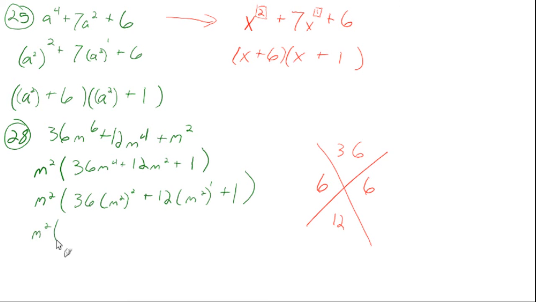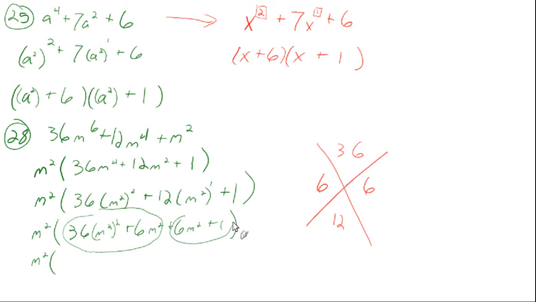And what do we do with that? Remember from section 4.4, we just write it like this: 36m squared squared plus 6m squared plus 6m squared, because those add up to 12, plus 1, m squared times. Now we group these together. Here's a group. Here's the second group.